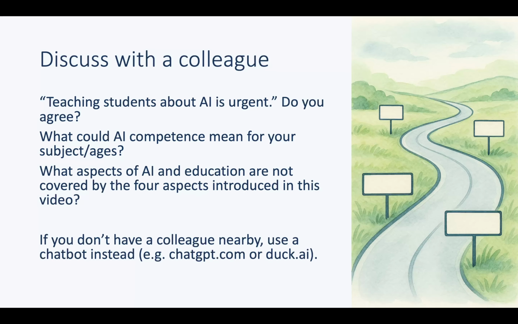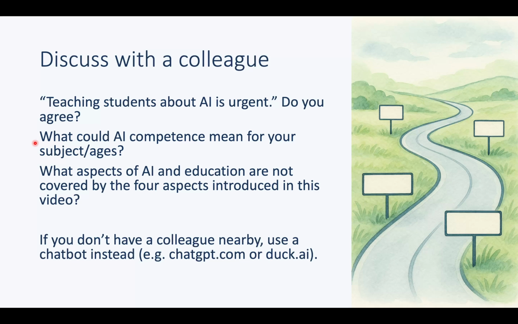All right, a lot of information to take in. We'll dig deeper into each of these categories in all the videos in Graspable AI. Now, time for an exercise. I want you to discuss with a colleague a few different questions, or you can just dig into one of these. Number 1 is this: teaching students about AI is urgent. Is this true? Do you agree? In what way is this important? In what way is it not urgent?